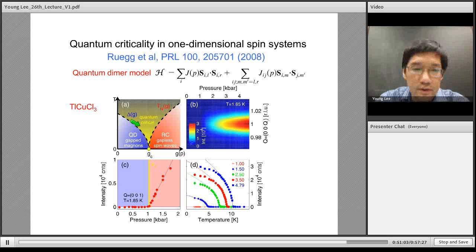So what they can do in this compound, thallium copper chloride, is apply pressure to affect this quantum phase transition. By applying pressure, you can measure the intensity of some Bragg peak. It's 0 in the quantum disordered state, and then it starts to rise in a continuous manner. And something that I should have pointed out long ago is that we'll be just looking at quantum phase transitions that occur in a continuous manner rather than first order phase transitions, where you don't have this extended critical regime.